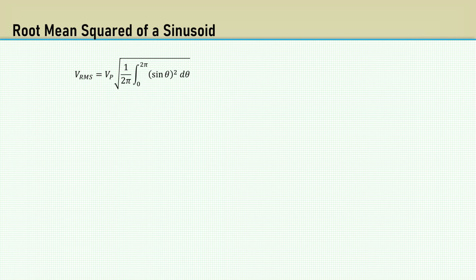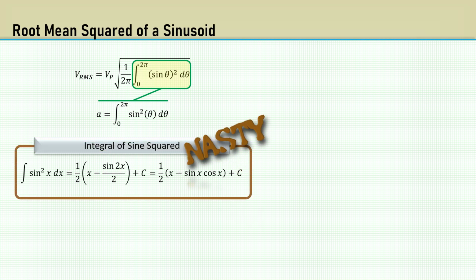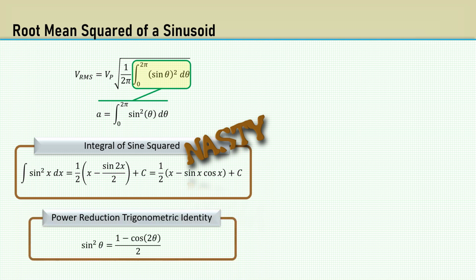Let us first just work on the integral part. I'll call it A. Here's the integral for sine squared x dx. That's pretty nasty and will take a lot of effort to integrate. We can instead use our friend, the power reduction trigonometric identity. Sine squared of theta equals (1 minus cosine 2 theta) over 2.